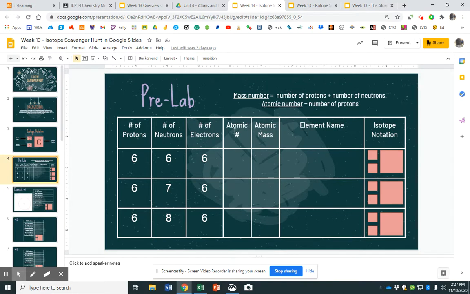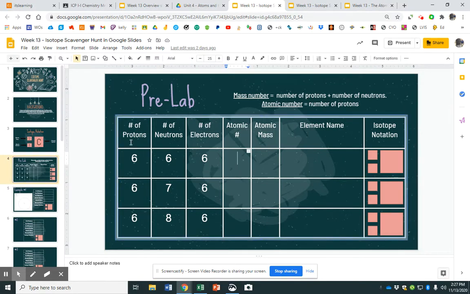Right here, the atomic number is always the number of protons. Whatever the atomic number is, that's the number of protons. So you're just going to do 6. Since all the protons are 6, all the atomic numbers are 6. The mass is always the protons plus the neutrons, and you'll see that as you take your notes. 6 plus 6 is 12. 6 plus 7 is 13. And 6 plus 8 is 14.